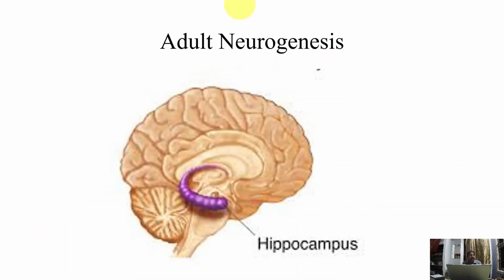Even when we are aged, we can learn. That's why it's called adult neurogenesis. Neurogenesis means the production of neurons. It can happen even in the hippocampus, even at an older age. When we grow up, it also happens. That we call adult neurogenesis.